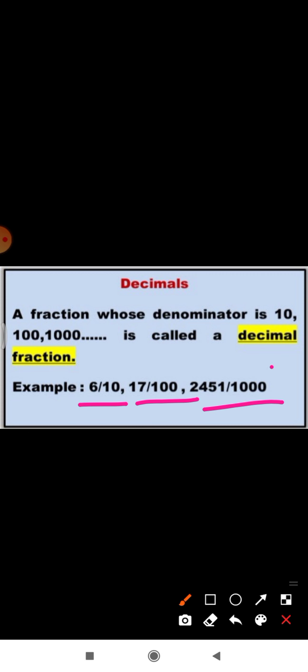So a fraction whose denominator is 10, 100, 1000 and so on is called a decimal fraction. Here we have examples: 6 upon 10, 17 upon 100, 2451 upon 1000. So all these fractions are decimal fractions.